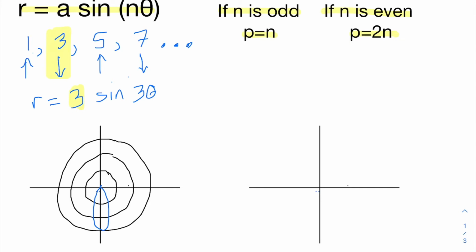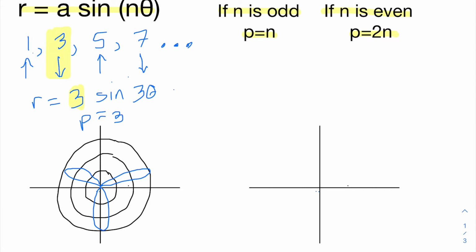When n is odd, remember p equals n. So for this equation, we get that p equals 3. We have a total of 3 petals. They would be spaced out, 360 divided by 3 is 120. They'd be spaced out 120 degrees. So you'd have one here at positive 30, and one here at positive 150, and then your last one here at 270 that we started with. And that would be the spacing of those 3 petals.